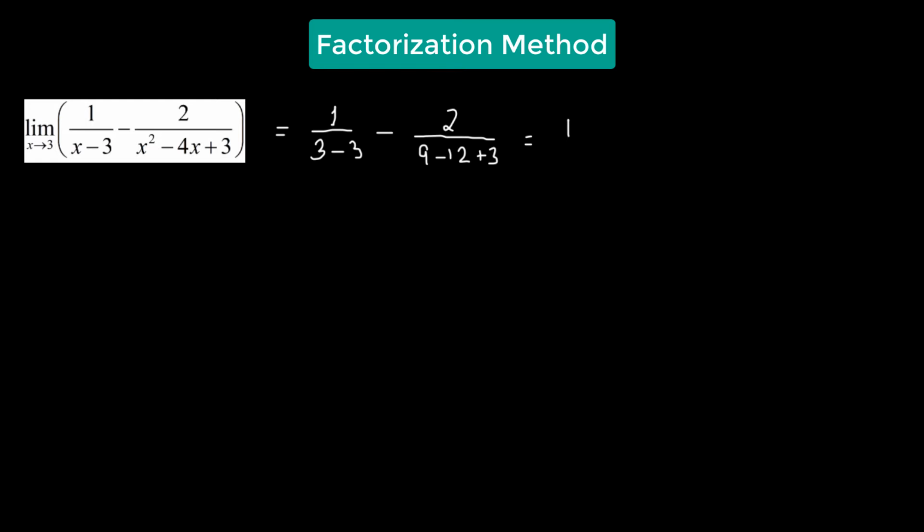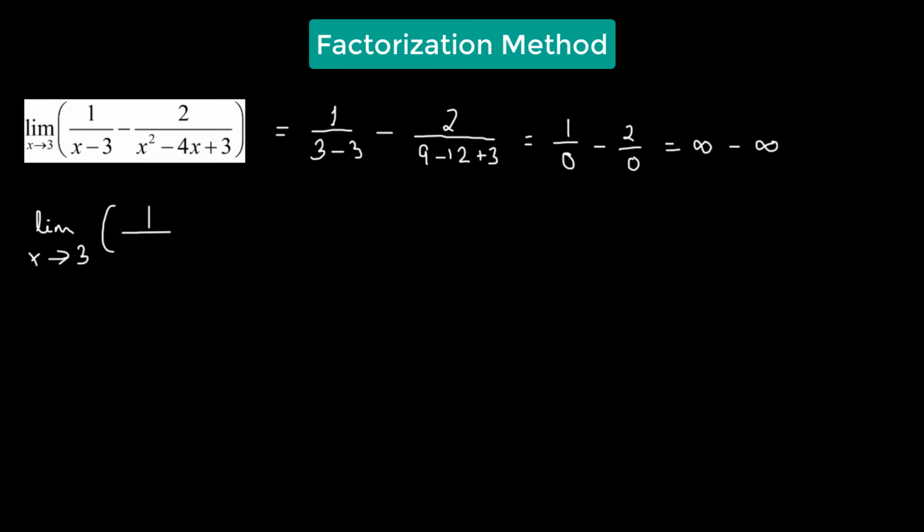So this gives us 1 over 0 minus 2 over 0. So we have infinity minus infinity. Now this is an indeterminate form. So we need an indeterminate form of 0 over 0. So what we are going to do, we are going to combine these two rational functions first. So let us begin by rewriting the given rational function.